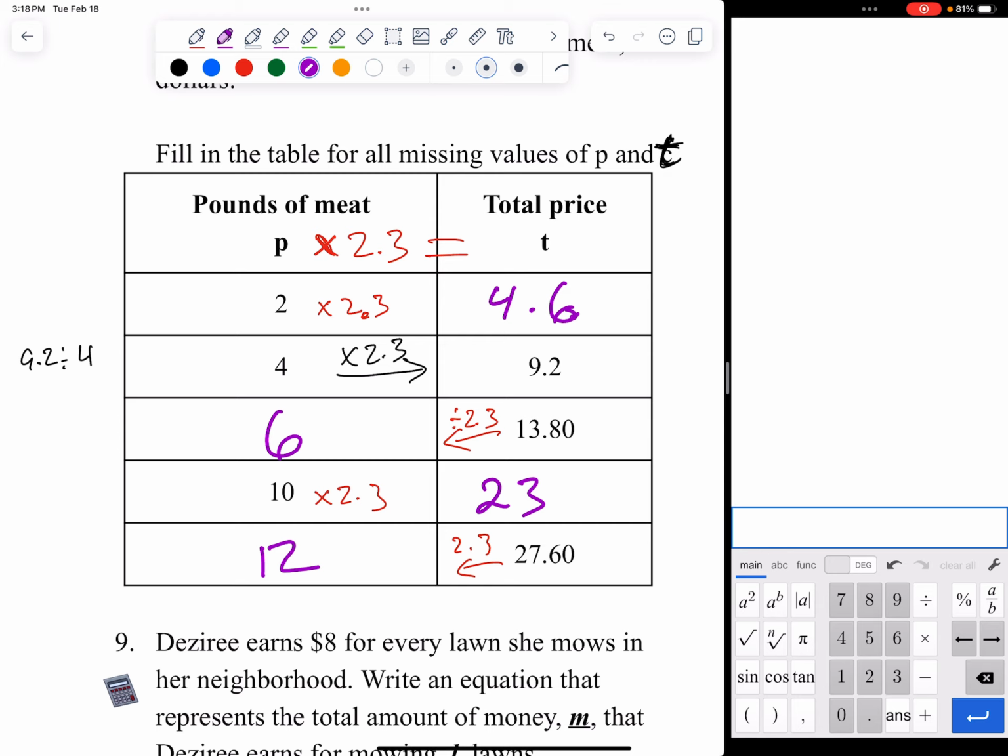I'm going to triple check. 12 times 2.3, 27.6. Beautiful. 6 times 2.3, 13.8. Awesome. So now I am happy with my answers. Okay.